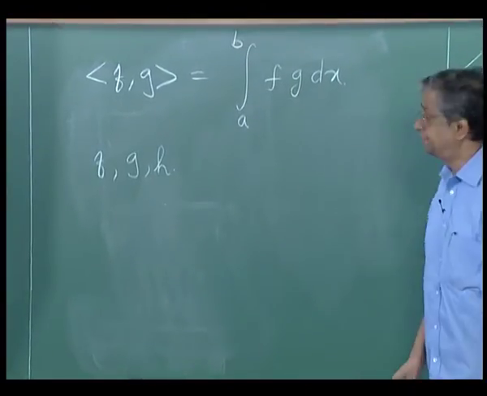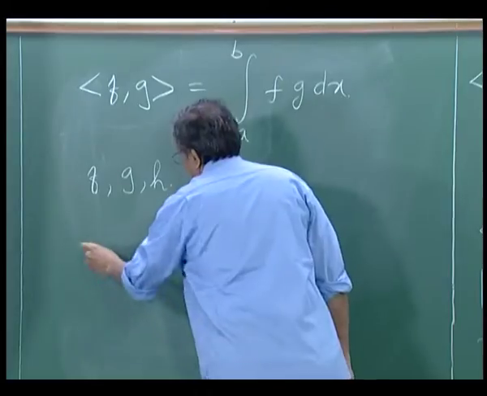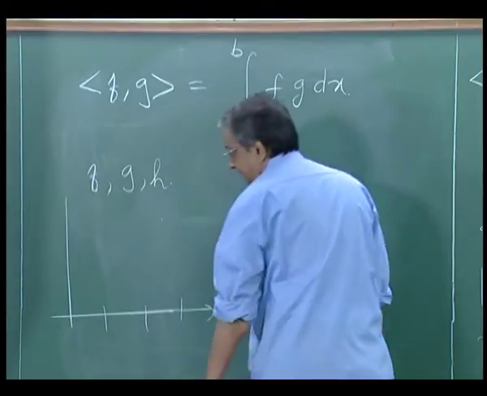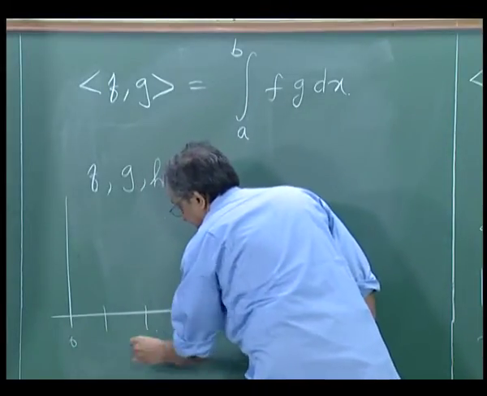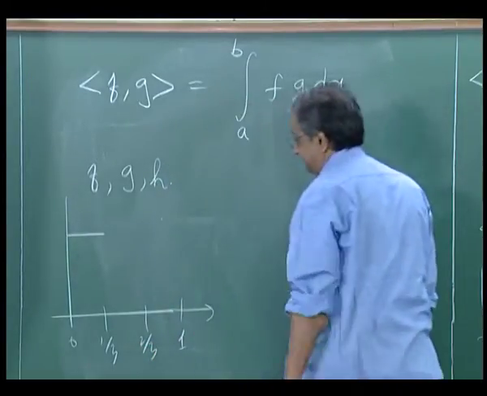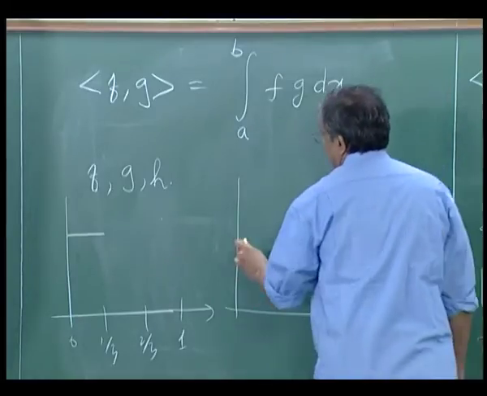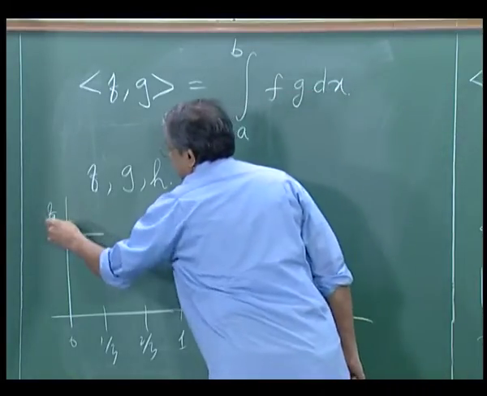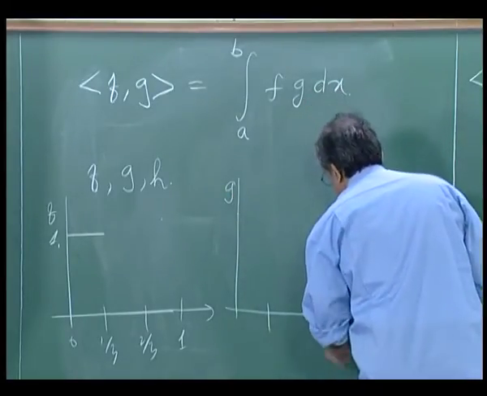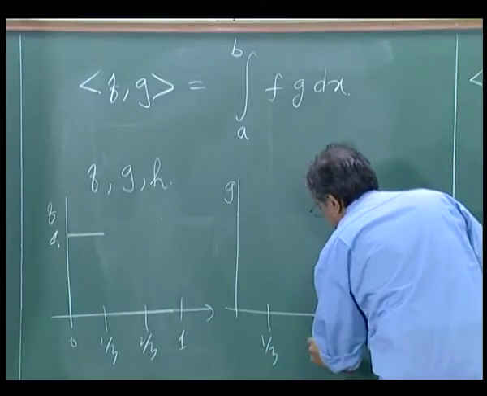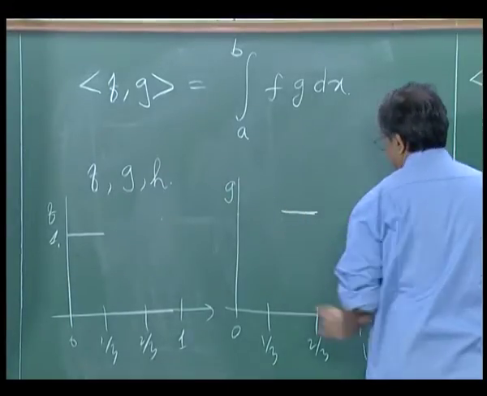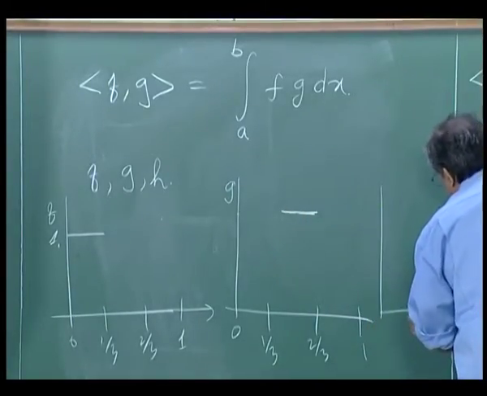I try something: f, g and h. F is defined in a similar fashion now. The only difference is, because I have got 3 functions, I am going to break up the interval 0 to 1 into 1/3, 2/3, and that is my function f. And I define my function g between 1/3 and 2/3, that is 1, 0, that is my function g, and in a similar fashion I will define my function h.